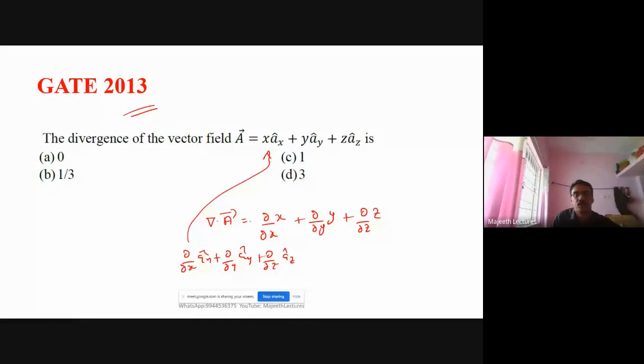So it is dou by dou x, similarly dou by dou y. So 1 plus 1 plus 1: dou x by dou x is 1, dou y by dou y is 1, dou z by dou z is 1. So the answer is 3. Option D is the right answer. Fine.